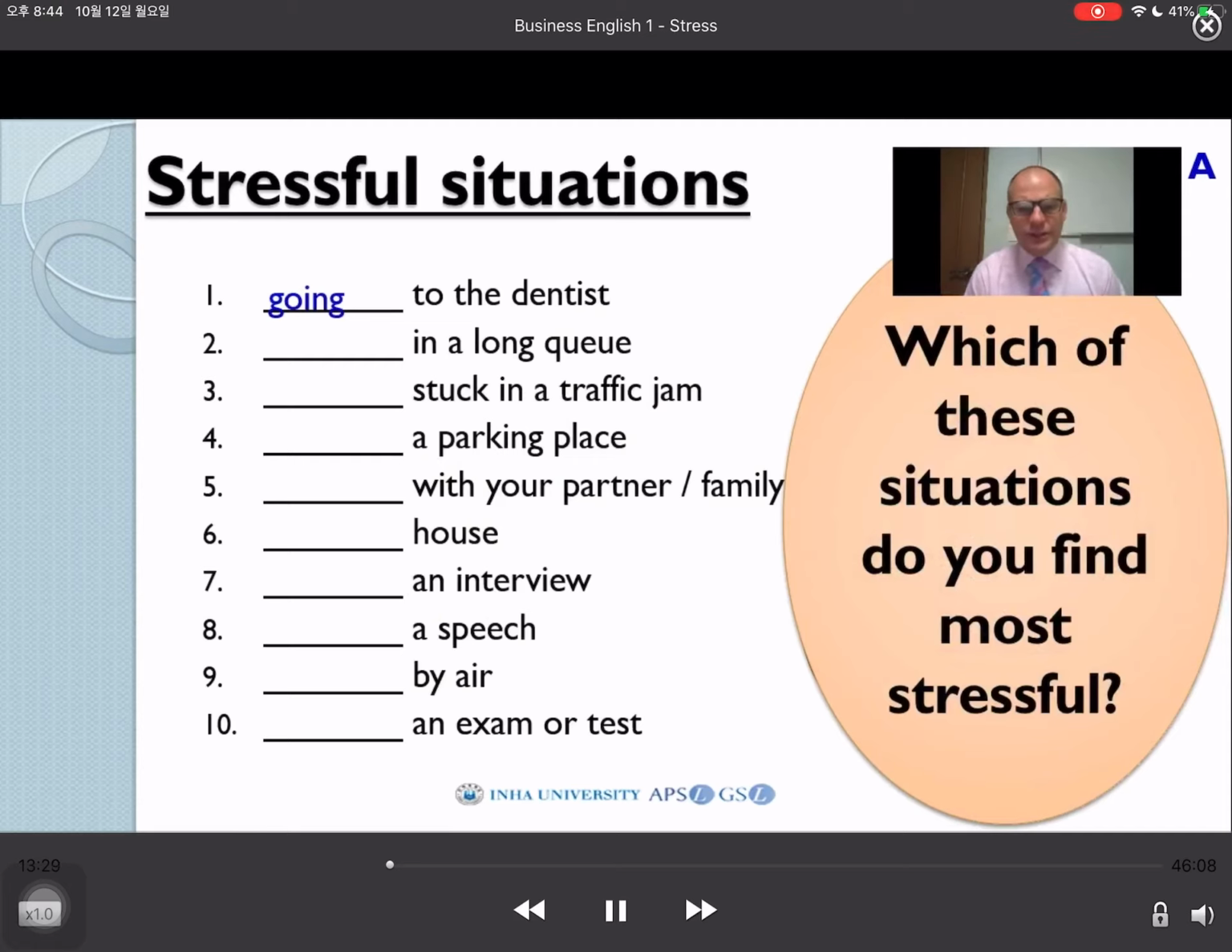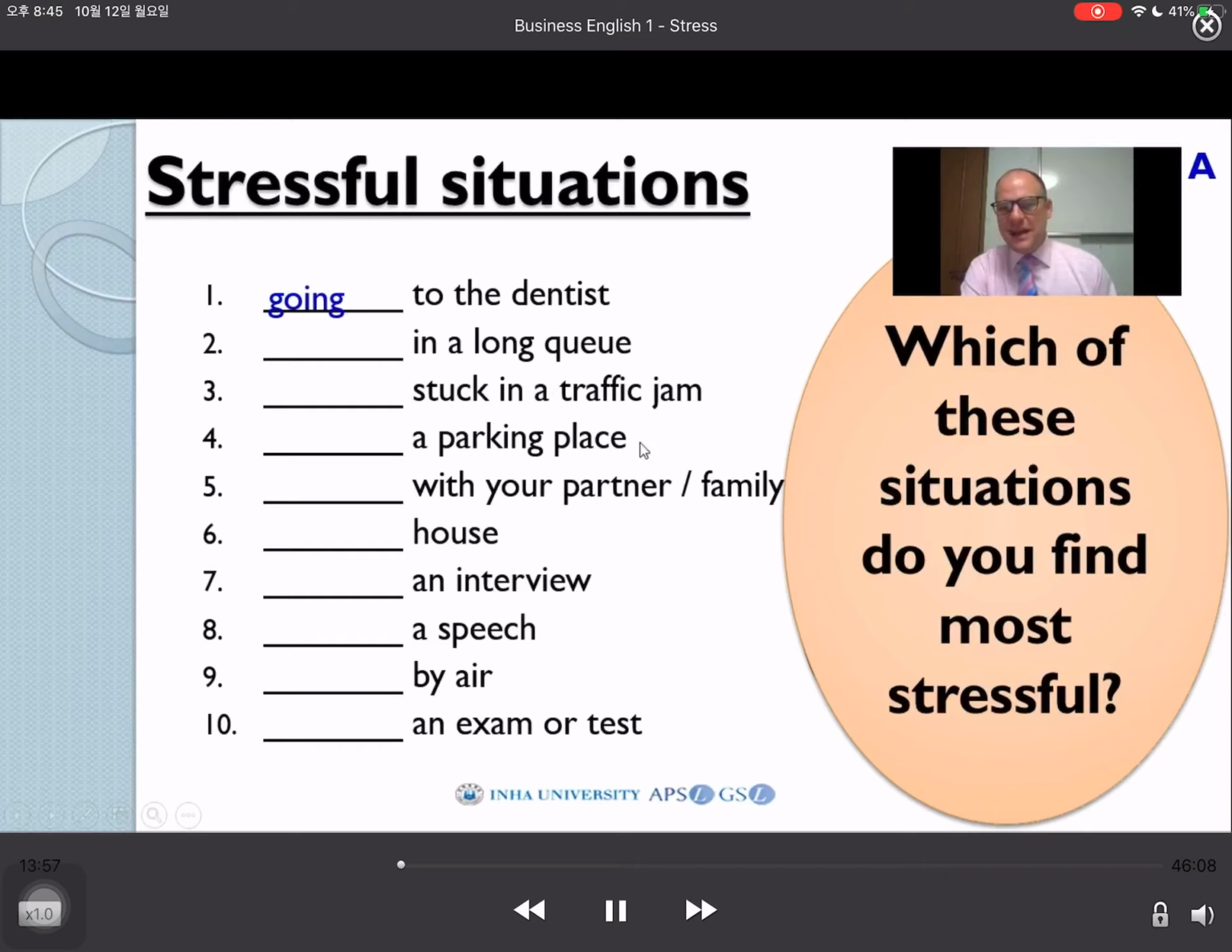And once you finish that, which of these situations do you find the most stressful? For me, going to the dentist, not really as stressful. Finding a parking place, I would say, that's pretty stressful. Again, I think you're kind of getting the impression I don't really like driving these days. So there you go. Stuck in a traffic jam.